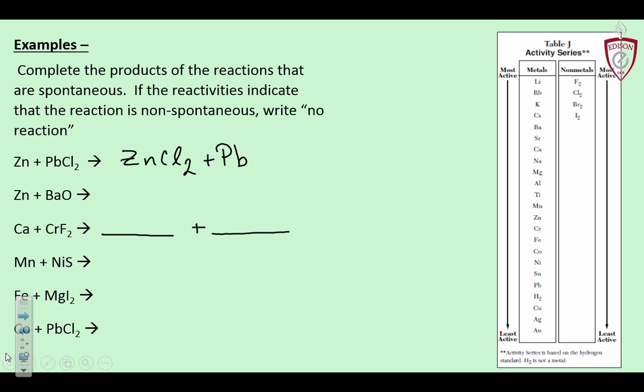Nickel. Got it. Iron and magnesium, Fe and Mg. Magnesium is more reactive than iron, so there's no reaction. No reaction. Done. That one's easy. No RXN. Yep. Cobalt and lead. Cobalt, middle of the road. Yep. Lead towards the bottom. Cobalt is more reactive than lead. Not very, but enough that it'll go. So now cobalt and lead switch chloride. CoCl2 plus Pb. Got it. It's a wrap.